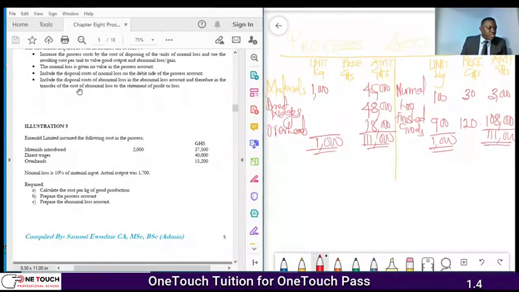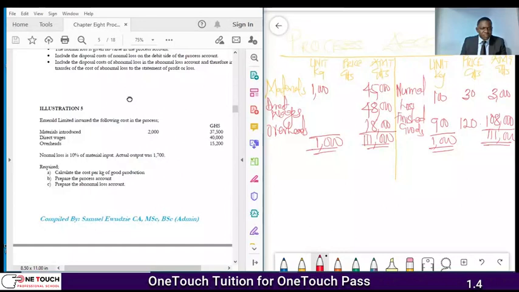So let's look at illustration 5. How do we go about this? Emerald Limited incurred the following costs in the process. We have material introduced 2,000, the material cost, direct wages and overheads. Normal loss is 10% of material inputs. Actual output was 1,700. Required: calculate the cost per kg of good production, prepare the process account, and prepare the abnormal loss account. Now let's look at how we go about this one.